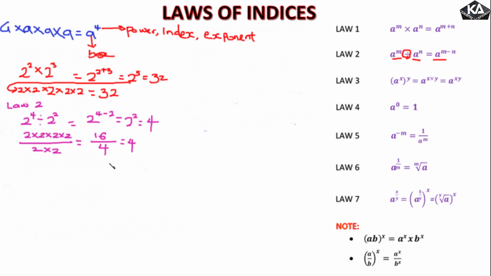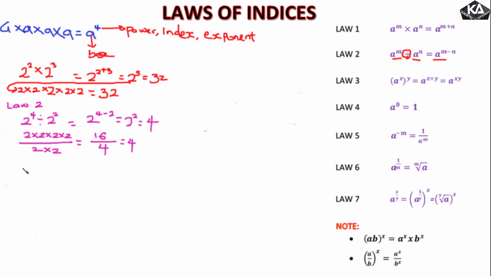Now, that's law 2, the second law of indices. When it comes to the law of addition, that's law 1: when you are adding both powers together. Law 2 is when you are subtracting the powers. That's when the two indices are dividing each other. Now, this is law 2.